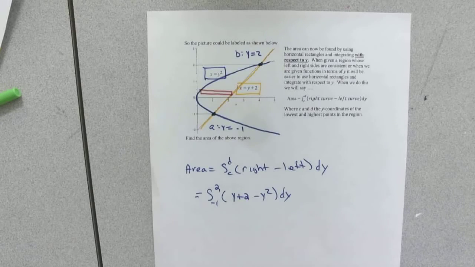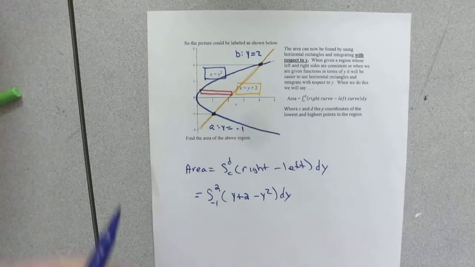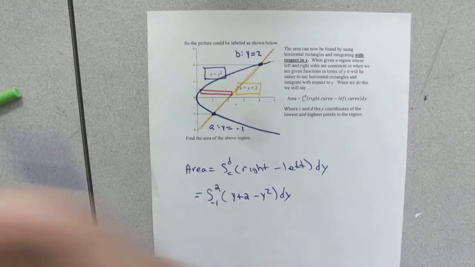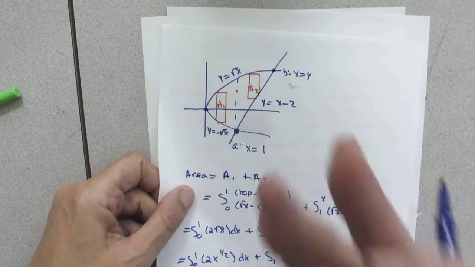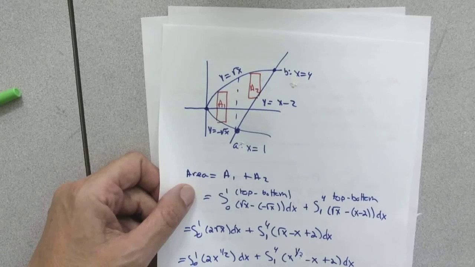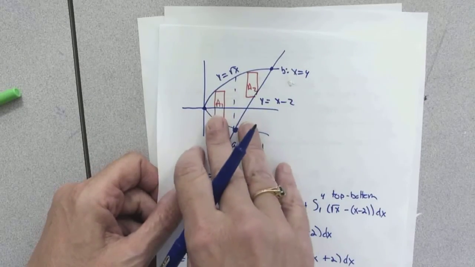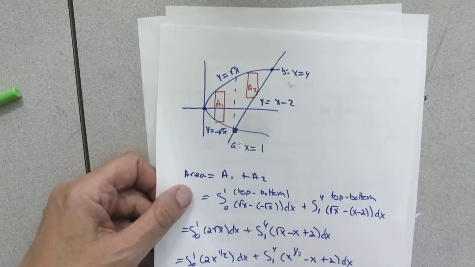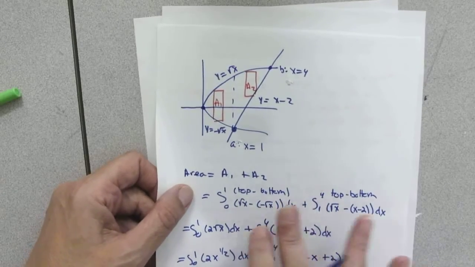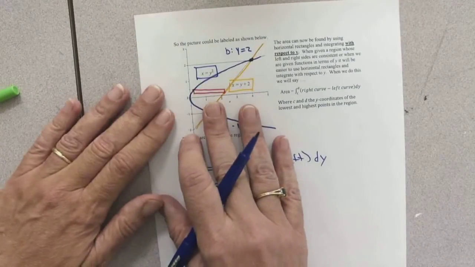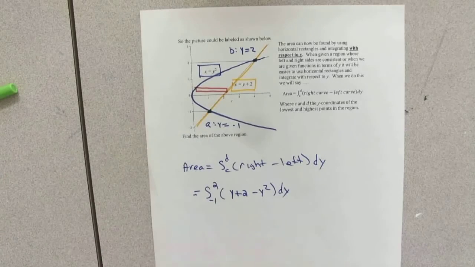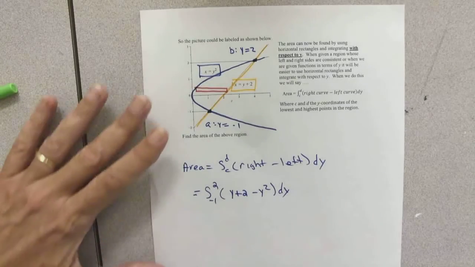But here, since there's one representative rectangle, I can do it with one integral. As opposed to when I did it for x, there were two representative integrals. When I did x and vertical rectangles, there really were two types of rectangles, so I needed two integrals. But when I use y and horizontal rectangles, I only need one.